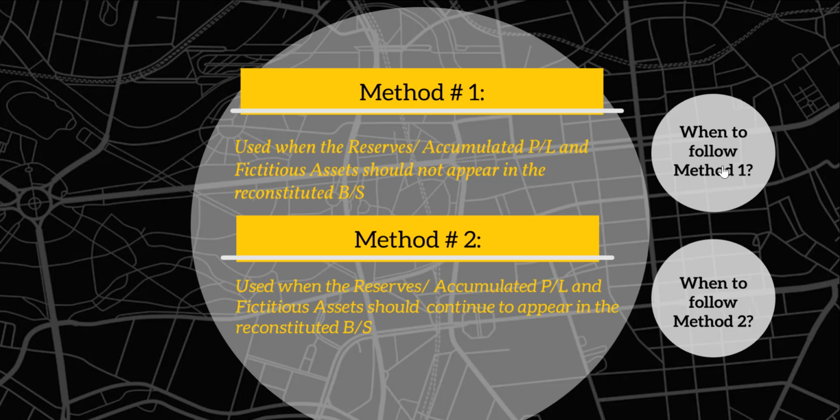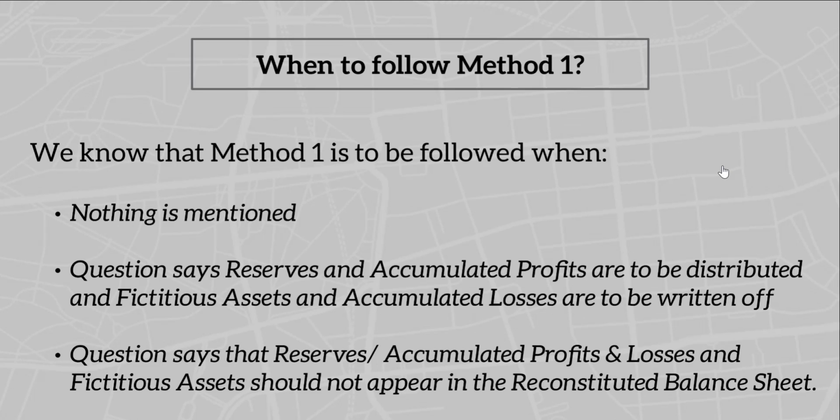Let's go back into detail on when to follow method 1. We know that method 1 is to be followed when nothing is mentioned, or the question says reserves and accumulated profits are to be distributed and fictitious assets and accumulated losses are to be written off, or if the question says that reserves, accumulated profits and losses and the fictitious assets should not appear in the reconstituted balance sheet. So these are the three instances when we know we have to follow the first method.